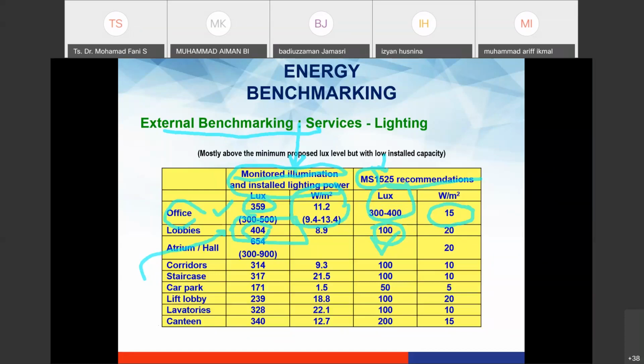Another example is the canteen. For the canteen, the measured value is 340, but when we refer to the standard, it says that only 200 lux is enough for the canteen. So there must be something done to reduce the lux level, and we can reduce the energy consumption as well.